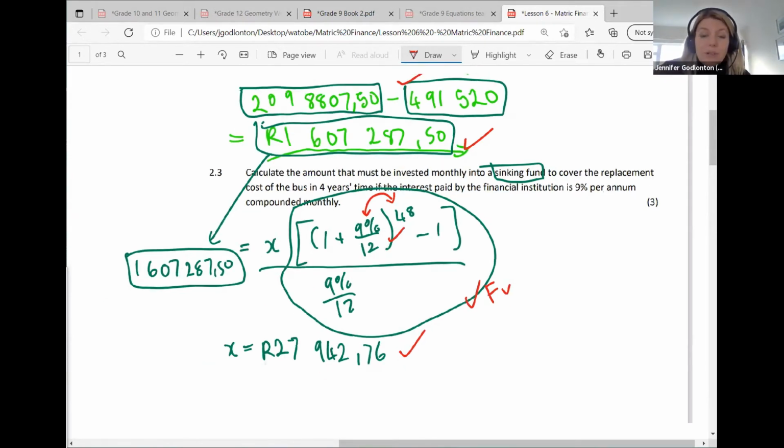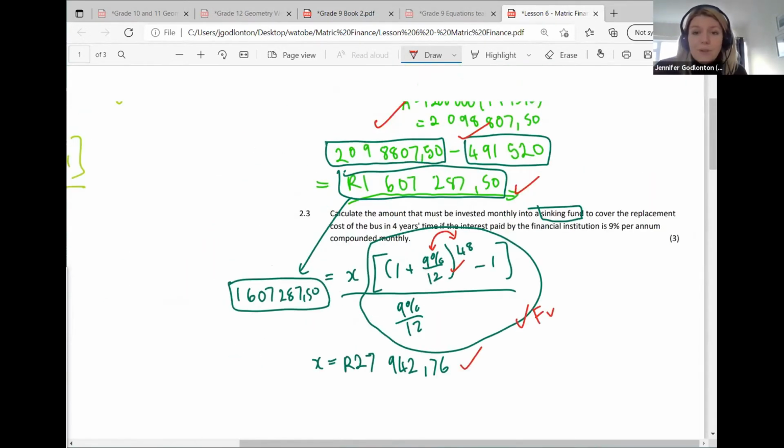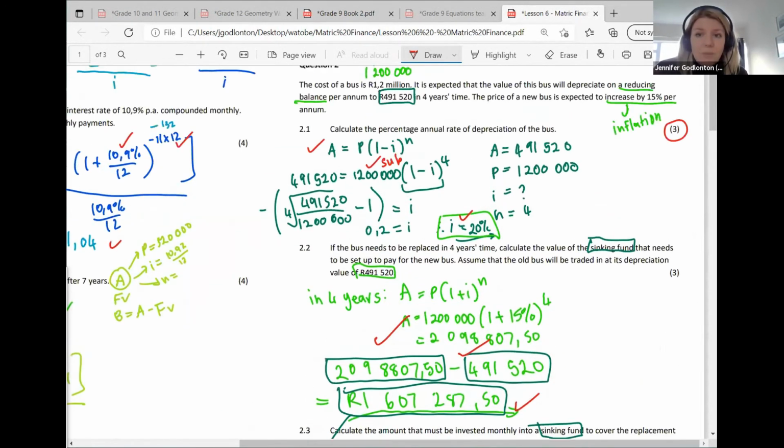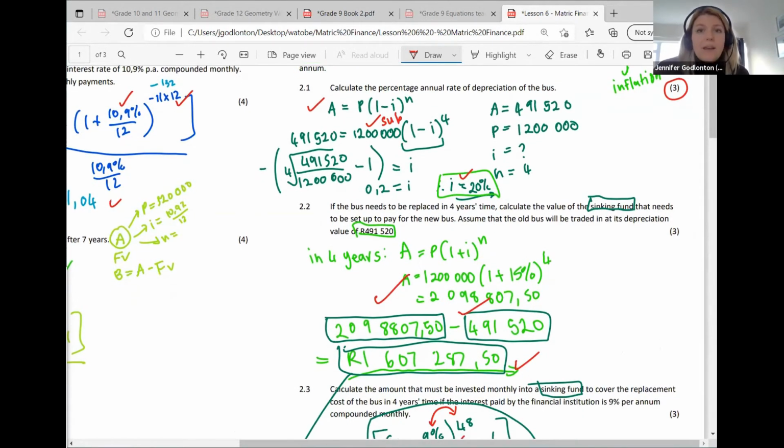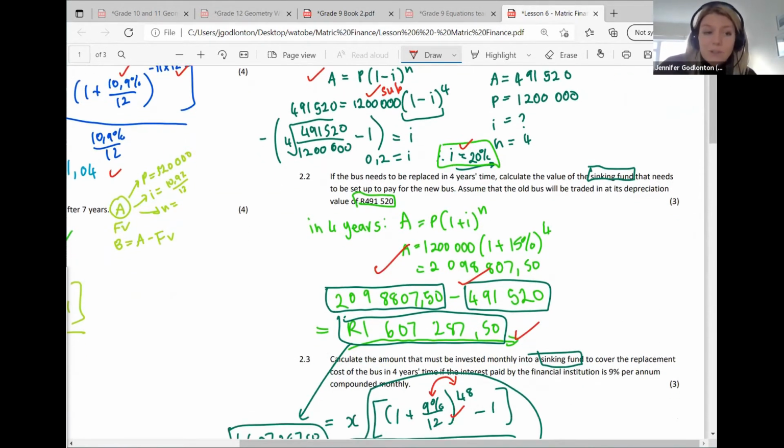Now, this question in total was out of 9. So the first part was those first 3 marks. So just have a look if you need to have a look again. The second question was also 3 marks. And then that third question was 3 marks. And so in total, it was out of 9. Let's get an idea in the comments where we were sitting at out of 9.